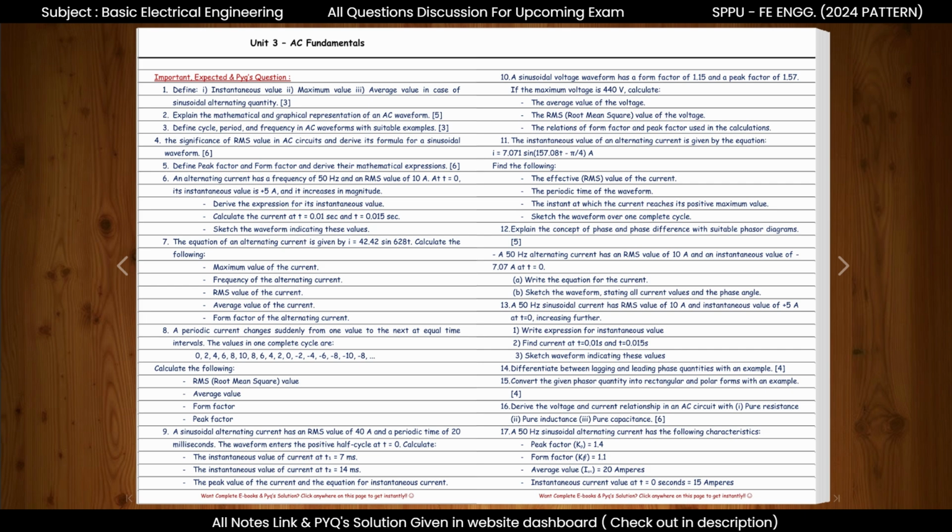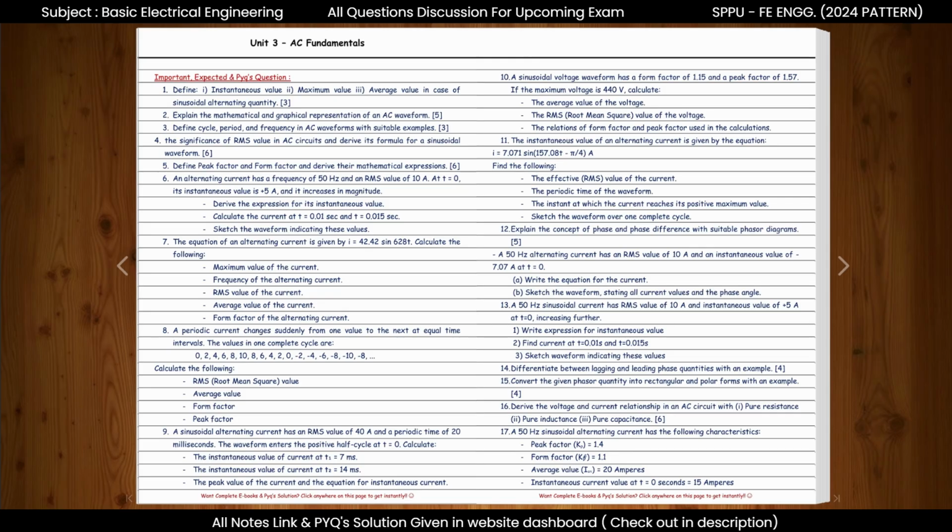Alright, let's move on to our next important topic, voltage and current relationship. From this topic, we can expect questions such as, derive the voltage and current relationship in an AC circuit with pure resistance, pure inductance, and pure capacitance. In a purely resistive circuit, current and voltage are in phase. In a purely inductive circuit, current lags voltage by 90 degrees. In a purely capacitive circuit, current leads voltage by 90 degrees. These relationships can be represented by phasor diagrams.